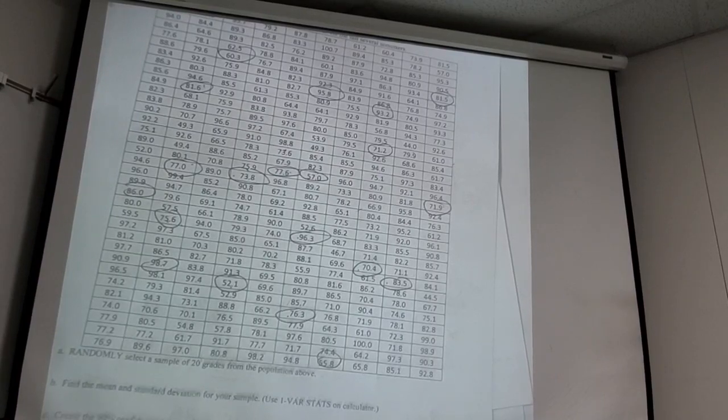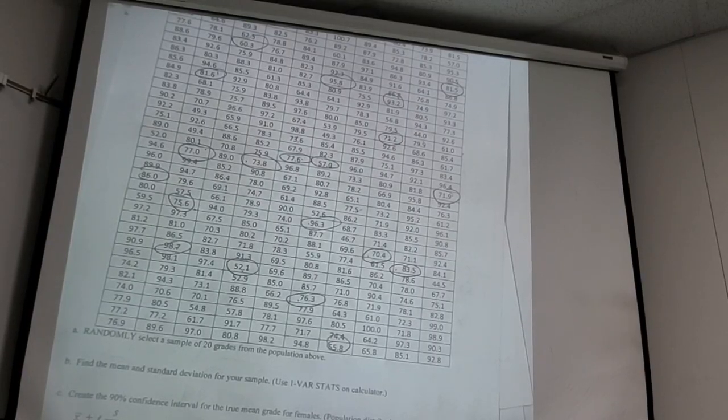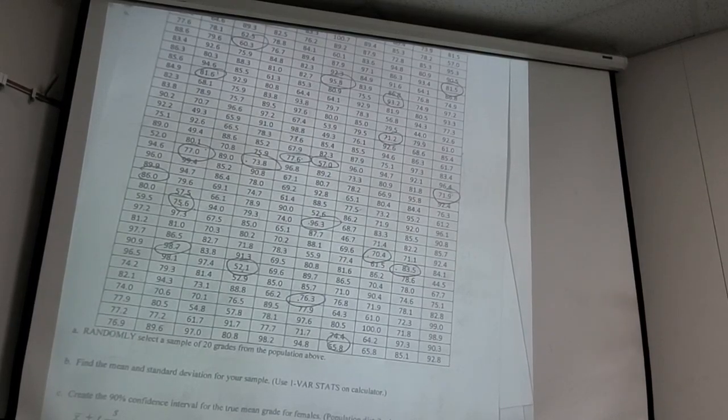Is anyone likely to have the same sample as anyone else? No. Does that make sense? It's very, very unlikely that people have the same sample, yes? This is what I got when I picked 20 numbers. I got a sample mean of 76.78 and a standard deviation of 13.54. So as you get yours calculated, I want you to come up and write them on the board. And if you're not sure about what you're getting, just call me over.